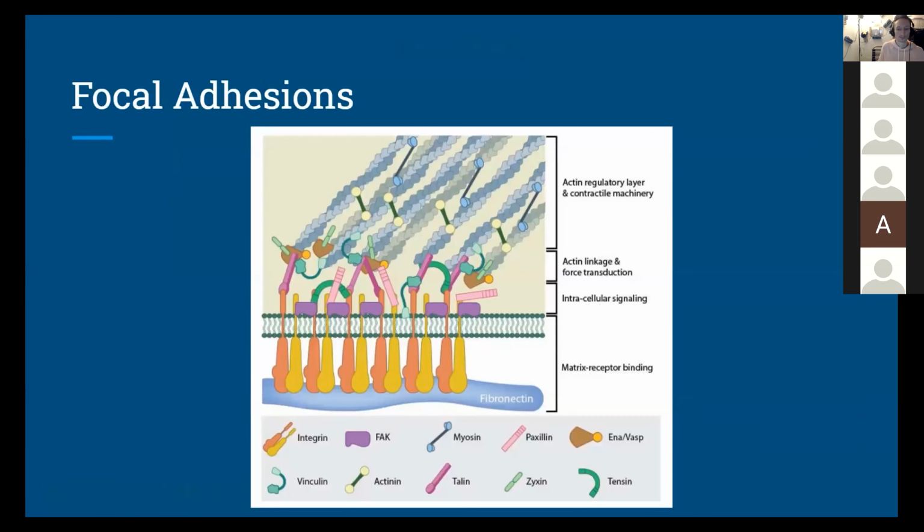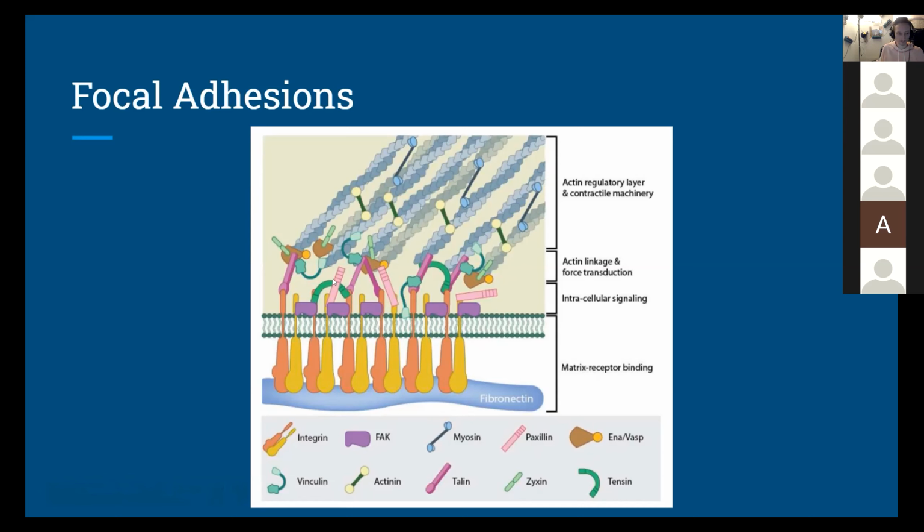So focal adhesions, we've talked about that in class before. I stole this from one of your slides actually, Tori, earlier in the semester. It's just a diagram of what makes up a focal adhesion. We've got the fibronectin in the ECM. We have integrin poking out of the cell, connecting to the fibronectin, and this goes through the cellular membrane.